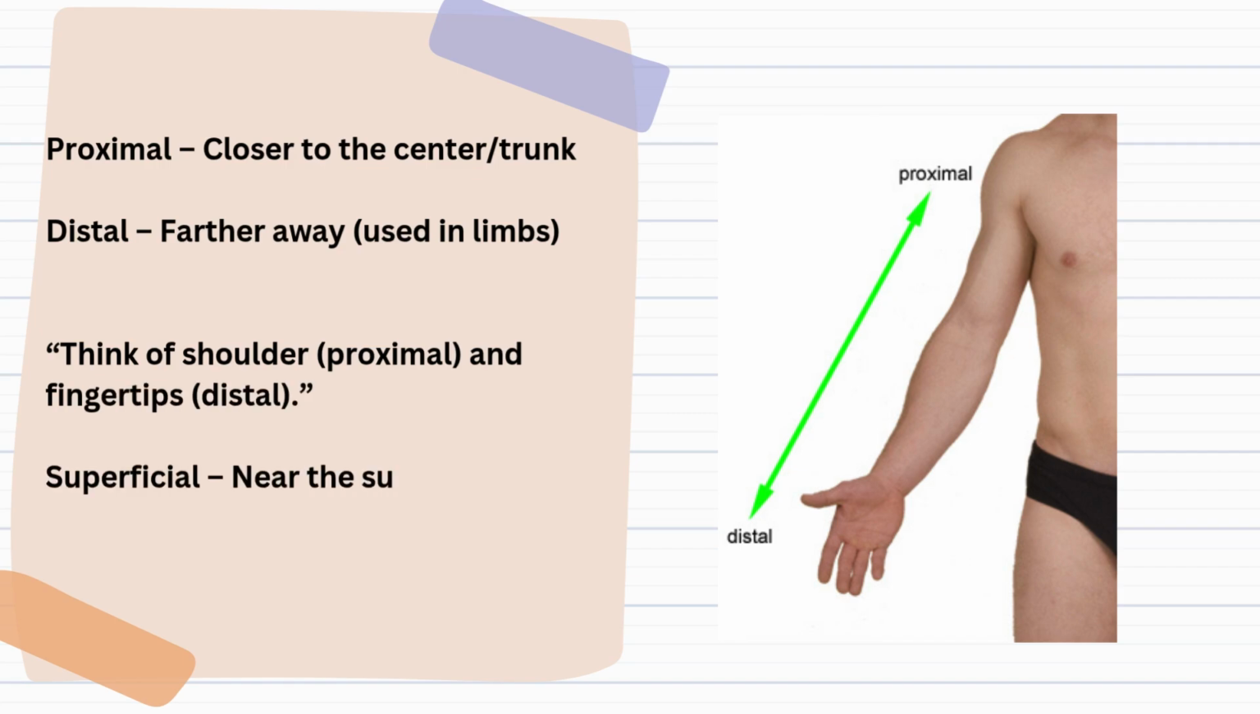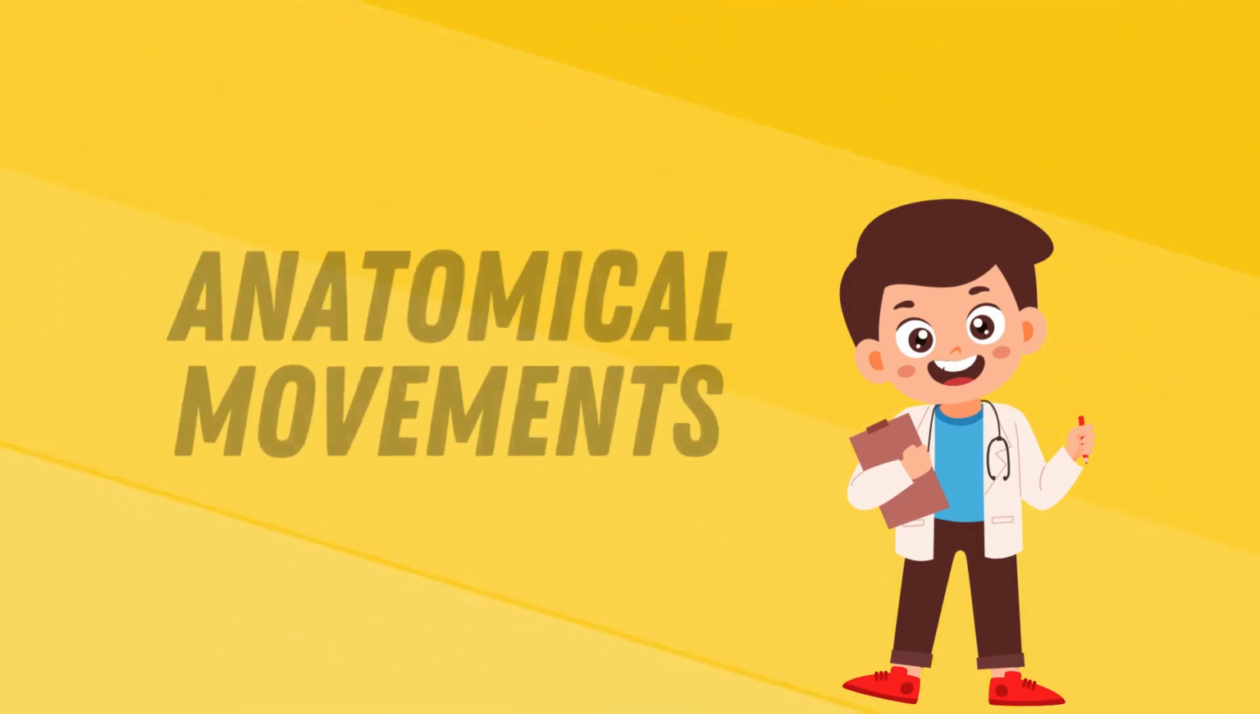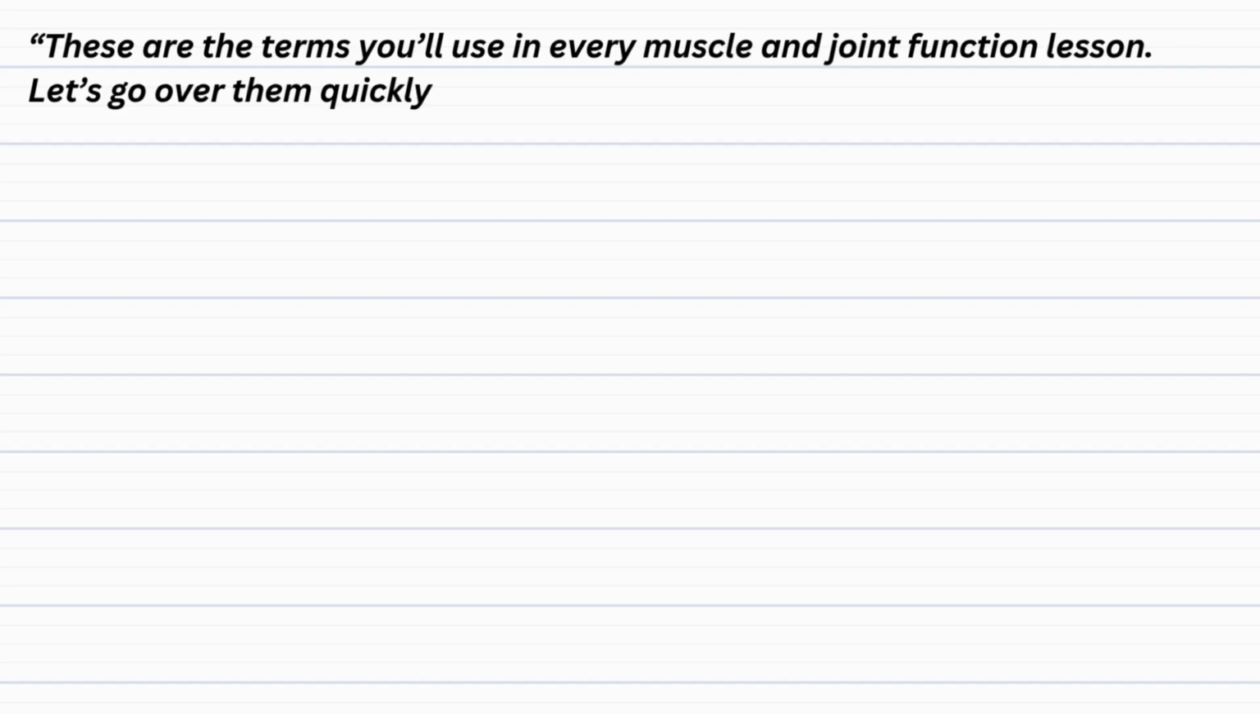Superficial, near the surface. Deep, deeper inside the body. Anatomical movements. These are the terms you use in every muscle and joint function lesson. Let's go over them quickly and clearly with drawings.